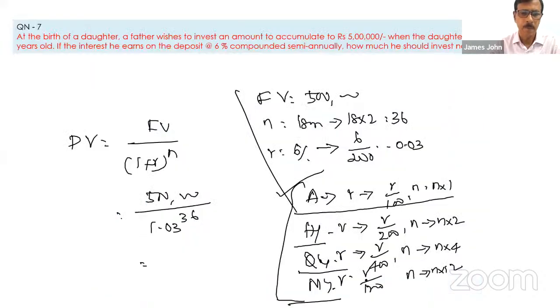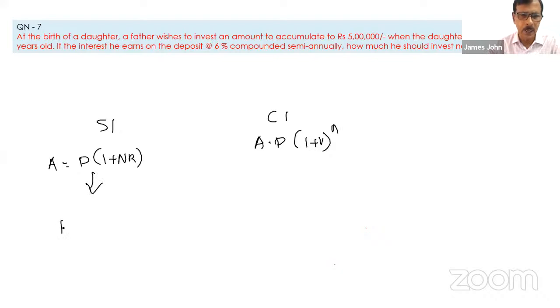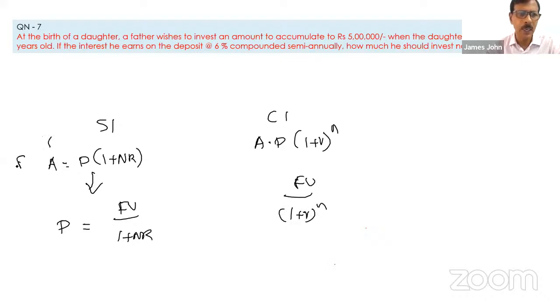Sir, small clarification. Present value is equal to future value divided by 1 plus NR, is that one formula? Yes, that is for simple interest. If it is compounded, then 1 plus R raised to N, right? Exactly. I have given you two formulas. One is the simple interest formula, another is the compound interest formula. Simple interest formula: A is equal to P into 1 plus NR. Compound interest formula is P into 1 plus R, the whole raised to N. So if it is simple interest, the present value P is future value by 1 plus NR. And here it is future value by 1 plus R, the whole raised to N. Understand? A you can take as future value, P you can take as the present value. One is for simple interest, another is for compound interest.